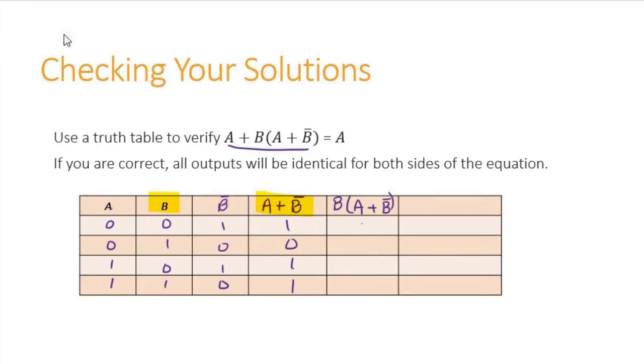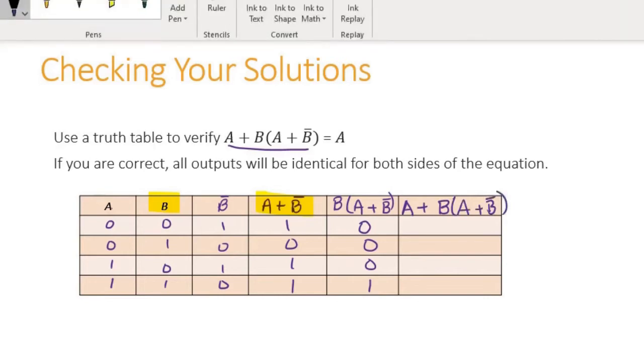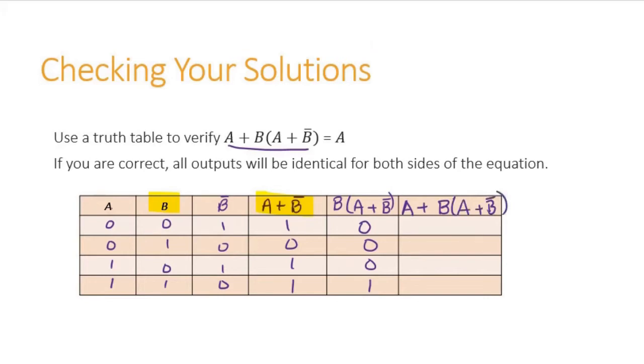So an AND gate is only going to have an output of 1 if both inputs are 1. And finally, now we can look at A or everything that we just looked at in the previous column, B and A or not B. So I'll highlight the columns again that we're interested in here.